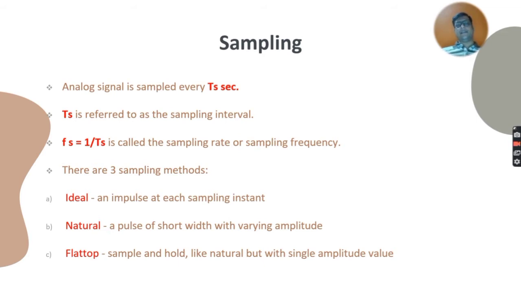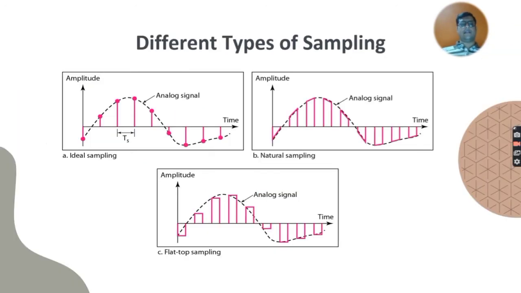There are basically three sampling methods available. One is ideal, one is natural, and one is flat top sampling. Ideal is the impulse at the sampling instant. Natural is a pulse of short width with varying amplitude, and flat top means the top of the sample is represented with a flat value. So the ideal sample is just an impulse function. Only the discrete value is available at the instants of time period Ts, at a regular interval of Ts.